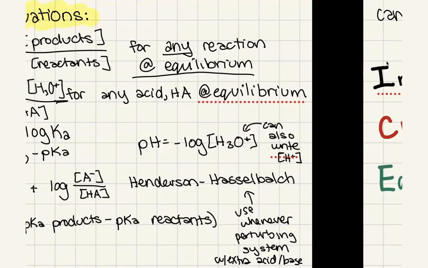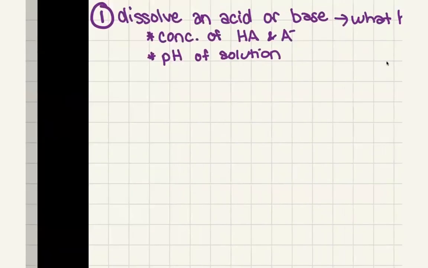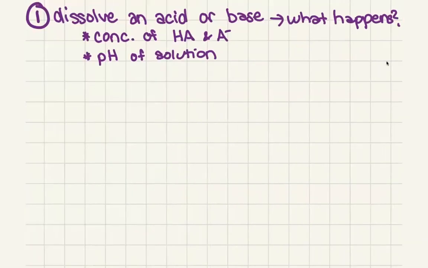But let's start off by going to our simplest example. This is also going to help us understand where that Ka and that pKa come from. In this simplest example, you're going to dissolve an acid in water and see what happens. Once I say see what happens, you could be asked, what's the concentration of the acid and the base, and what's the pH of the solution?